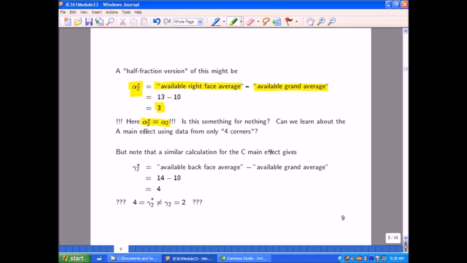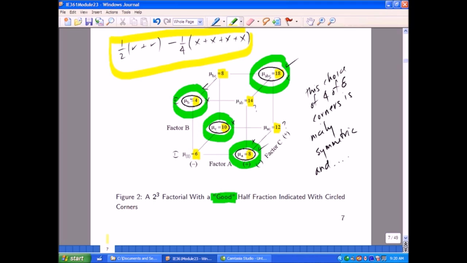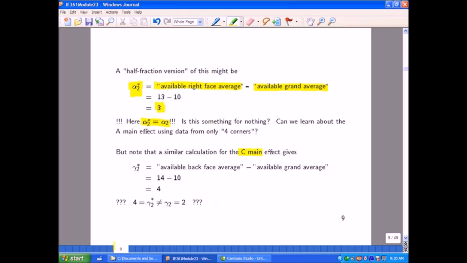Before I get too excited about that, though, let's try that same calculation not for the A main effect, but for the C main effect. So I would be coming over here and taking the 2 guys on the back face that I know, the 18 and the 10, and taking their average, so that's 18 and 10 averaging to 14, and then subtracting the grand average. That gets me 14 minus 10, which is 4. That's what I've just done here.